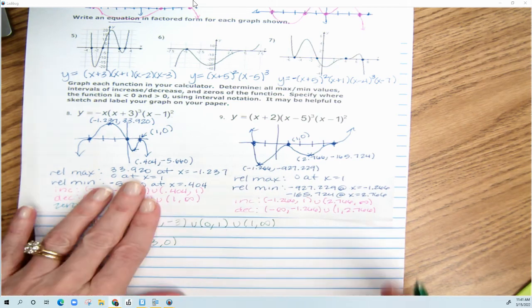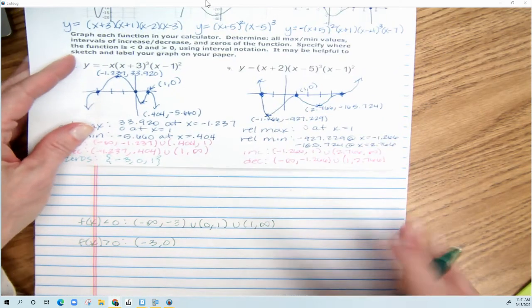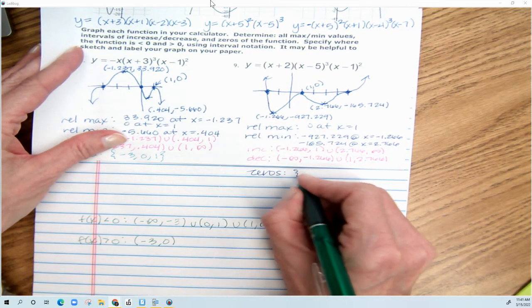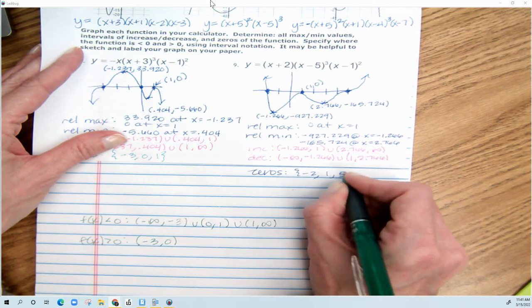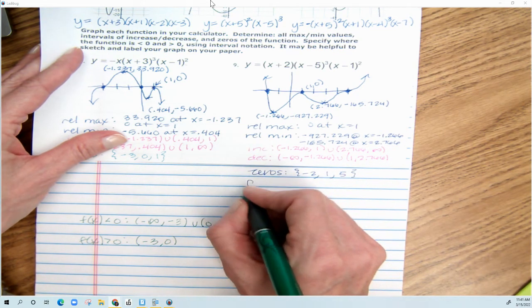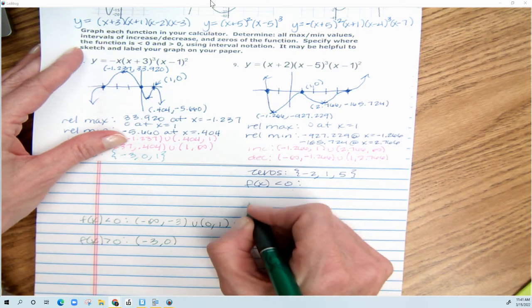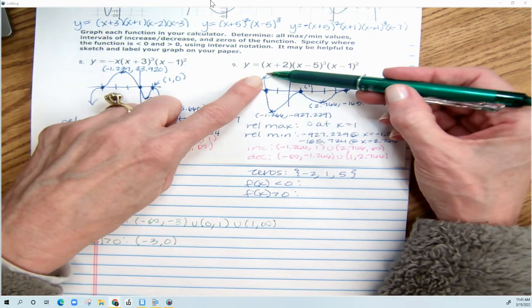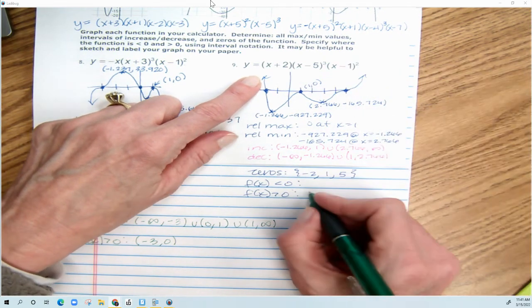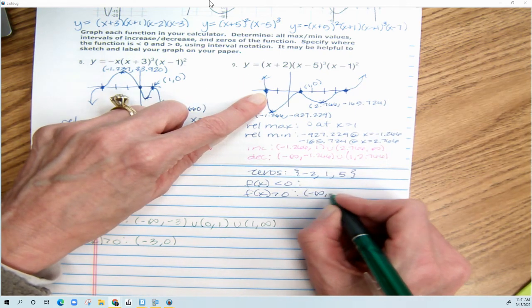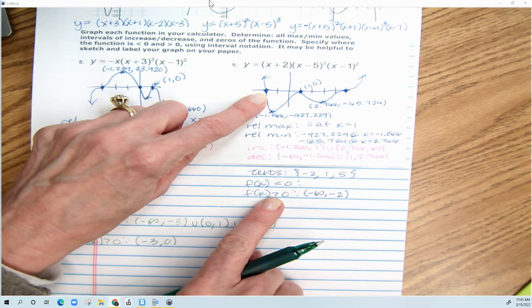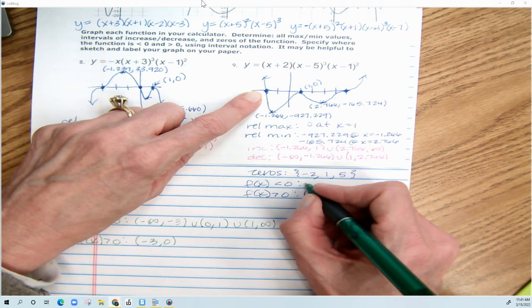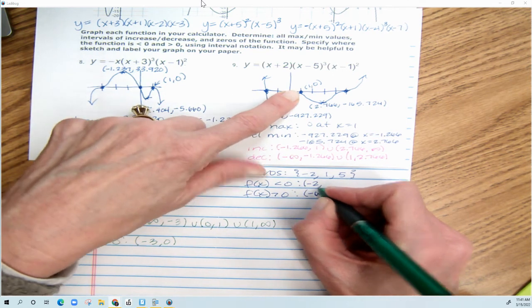My x-intercepts, and running out of room, so my zeros were -2, 1, and 5, and that should allow me to figure out f of x less than 0 and f of x greater than 0. So this is above the x-axis, so that's greater than 0. So that would be -infinity to -2. And if that were an or equal to, then I would put a bracket here. Then it dips below the x-axis from -2 to 1.